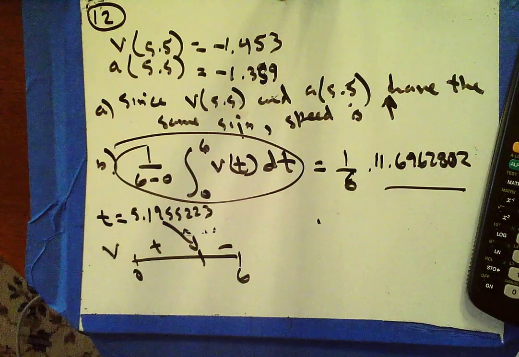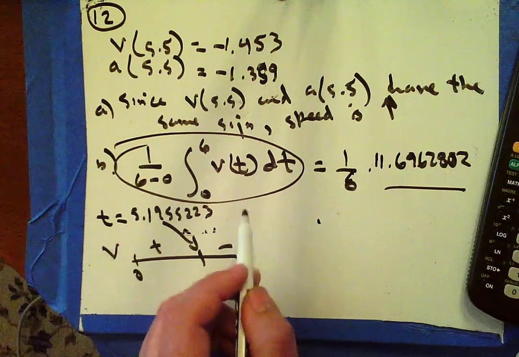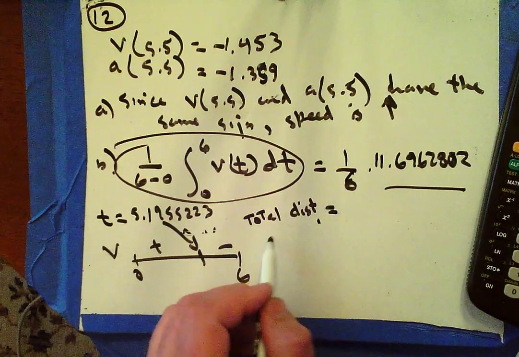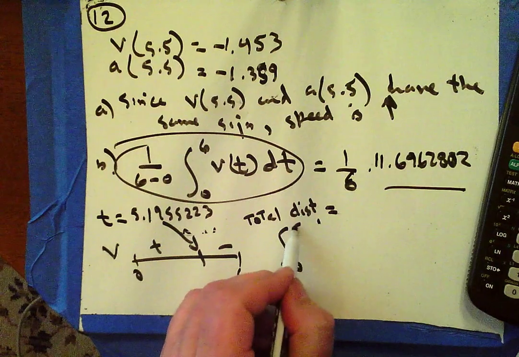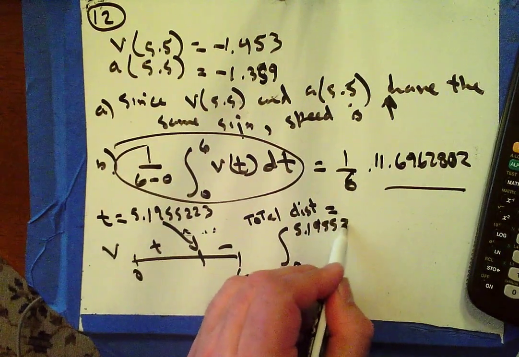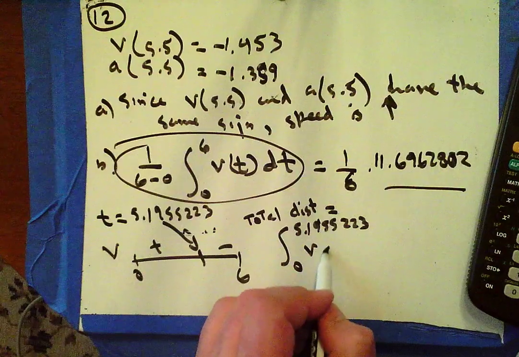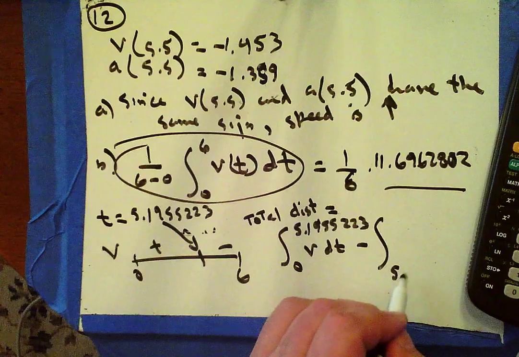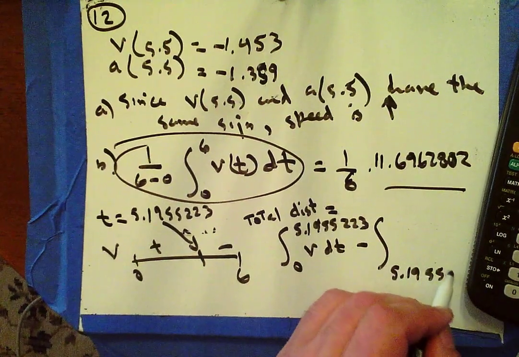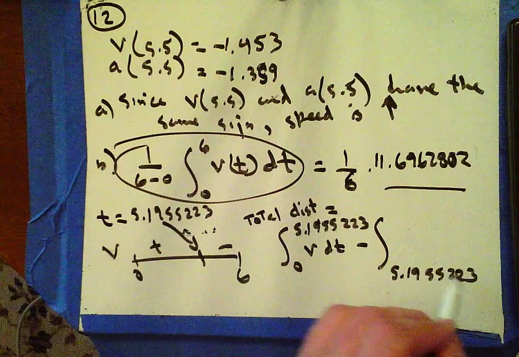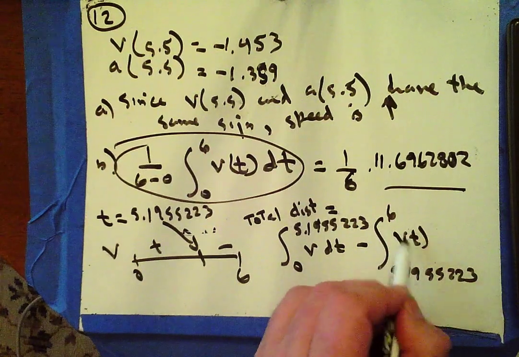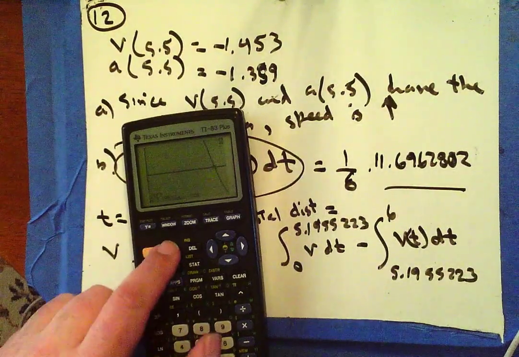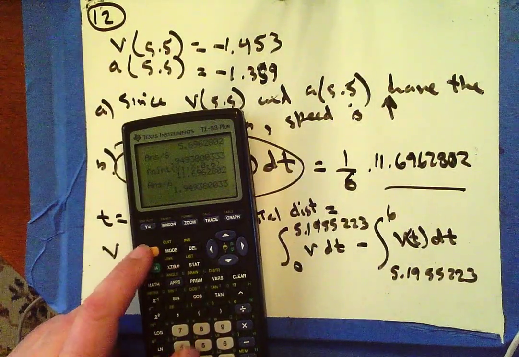Okay, what do they ask me? They ask total distance traveled. So I'm going to say total distance equals the integral from 0 to 5.1955223 of v dt minus the integral from 5.1955223 to 6 of v of t dt. I'm not going to do anything else with calculus. I'm just going to go to the calculator and compute these integrals.